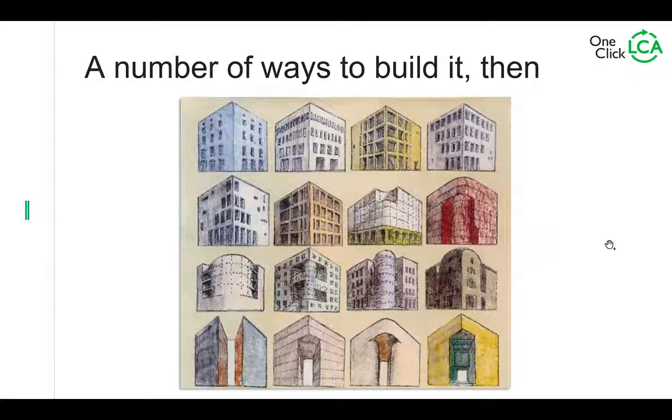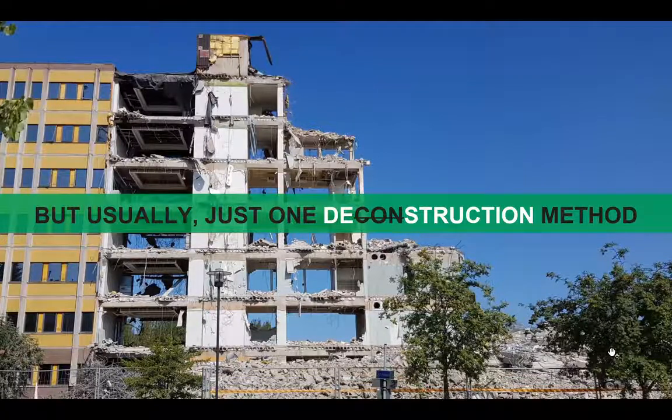So there's a number of ways to build it, right? You can use different construction methods, you can use different construction materials, but usually it always ends up the same way. And that's called wrecking ball. They come with an excavator, they tear down the walls, apply a bit of good old wrecking ball, and maybe saw and cut a bit some of the elements. And mixed waste we get, which is not, let's say, ideal in terms of preserving the value of materials.